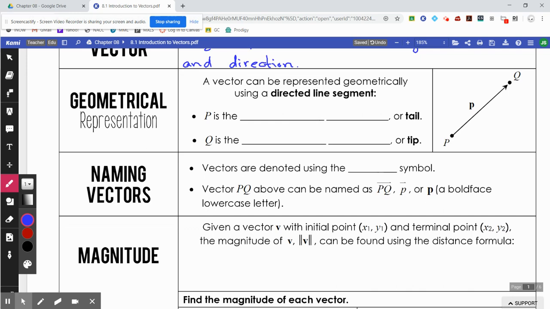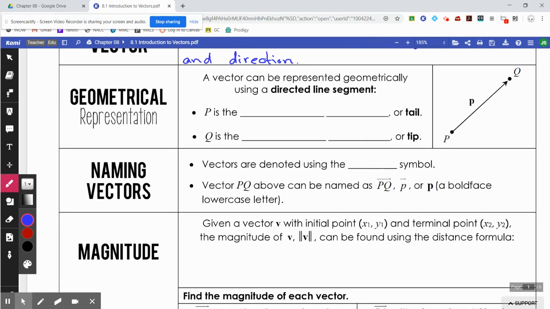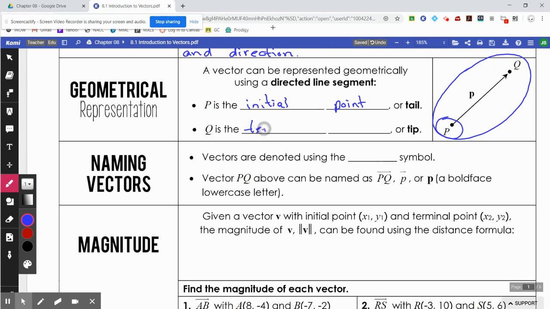A geometrical representation. A vector can be represented geometrically by using a directed line segment, as you see in the picture. The reason we call it a directed line segment is it has a direction, and the length of it represents the magnitude. On this vector, the point P right here is what's called the initial point. The reason it's called the initial point is that is the starting point, or the tail. And then we have the terminal point, which is Q, and that is where the vector stops. That's at the tip of the vector.